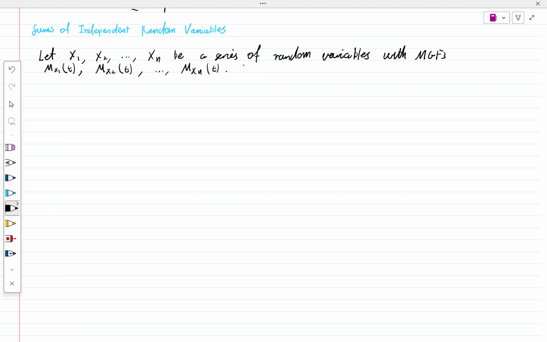And we're going to define S, just S, is equal to X1 plus X2 plus ... plus Xn. Or in shorthand notation, we write the sum of i equals 1 to n of Xi.